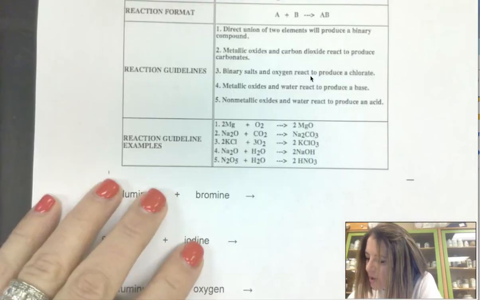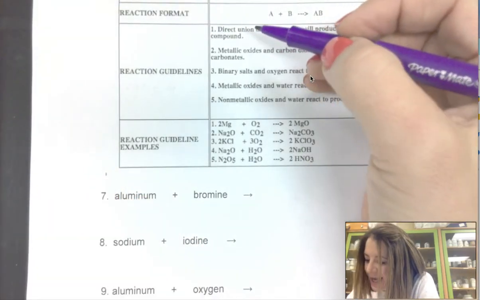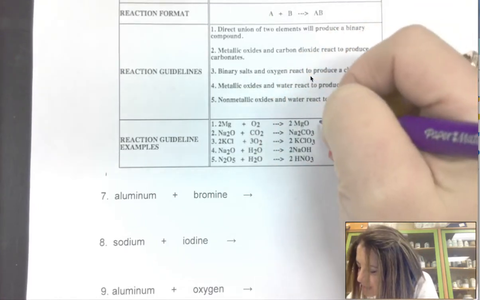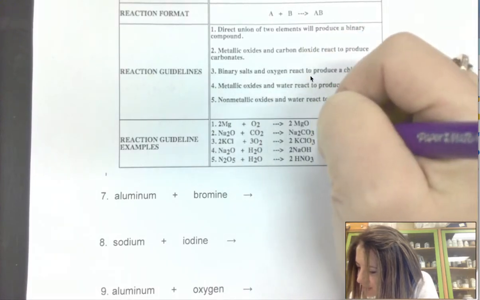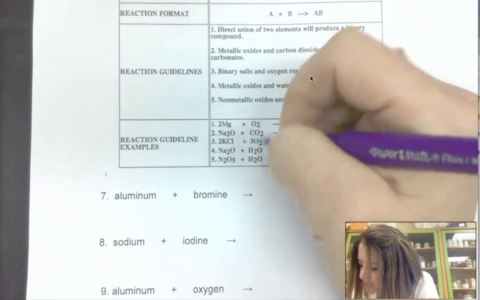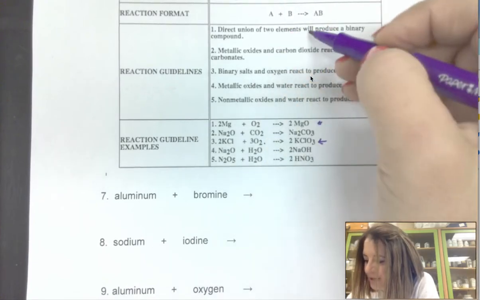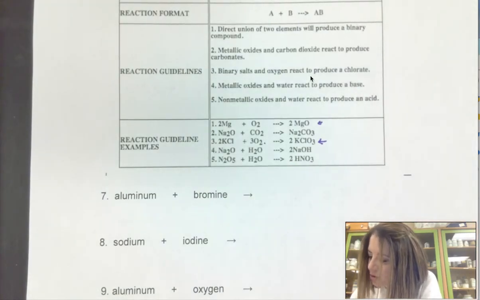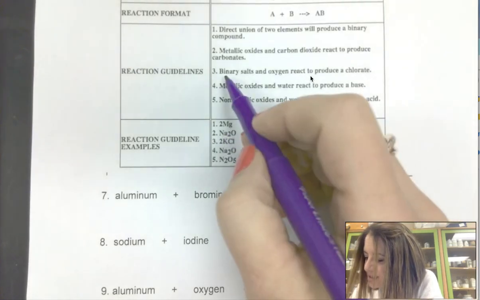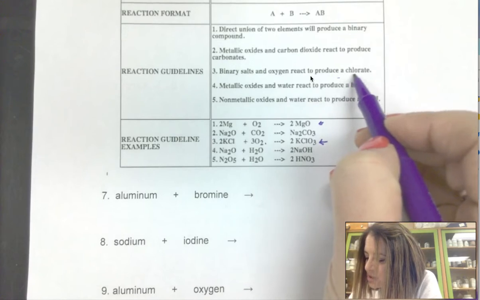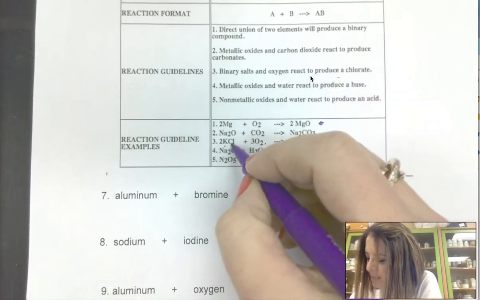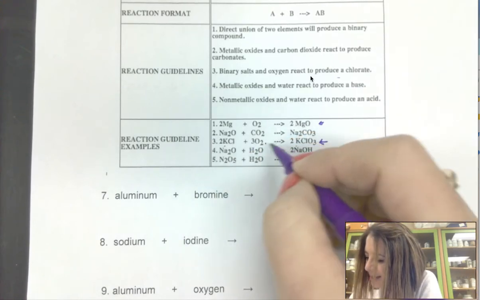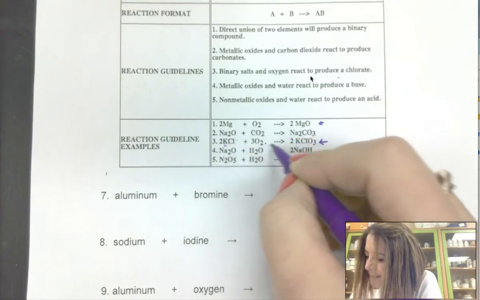So here, when I take a look at magnesium chloride plus oxygen, I may want to take a look at some of the examples provided. So we look at rule number 1 has plus oxygen, and we have rule number 3 plus oxygen. Okay, and let's see which one does this best match. So is this the direct union of two elements giving a binary compound? No, because I have a small compound plus another small compound. So I'm going to look to rule number 3. Binary salts plus oxygen react to produce chlorate. So if I look here, KCl, oh, that's just like my MCl. 2 plus oxygen yields potassium chlorate. So it looks like the binary salt plus oxygen yields the metal chlorate.